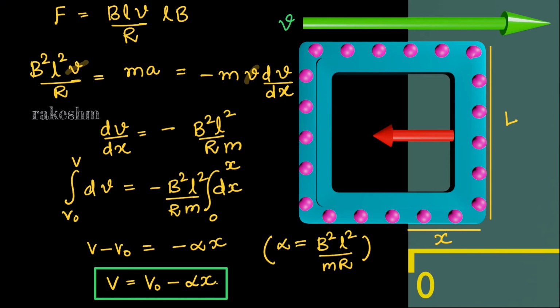The integration limits: initially the velocity of the loop was v0 when it was at x equal to 0. At some x between 0 and L, its speed is v, which we need to find out. After integrating, we get v minus v0 equals minus alpha x. I'm writing this term B square L square by Rm as a constant alpha. So finally we get the velocity is a linear function of x.